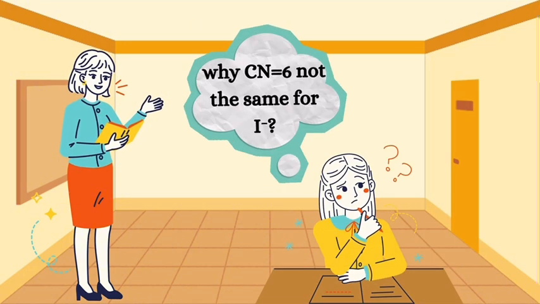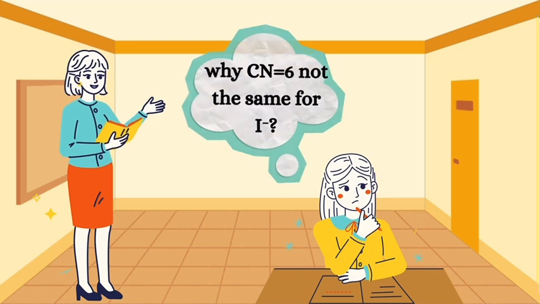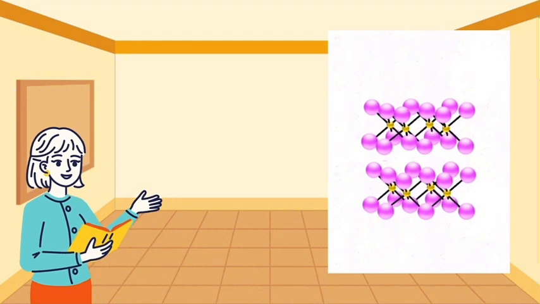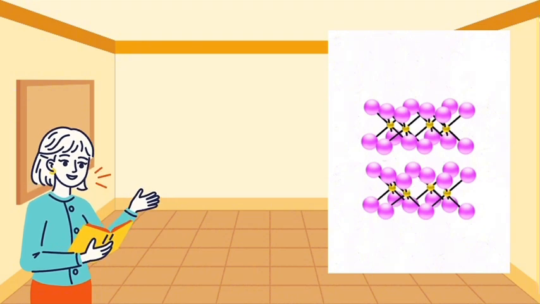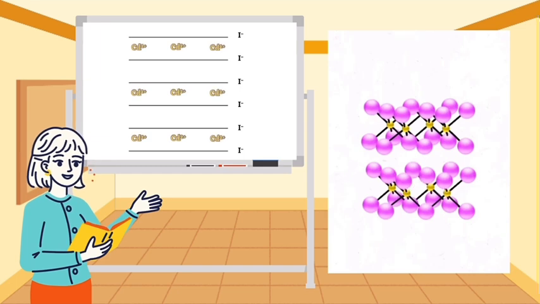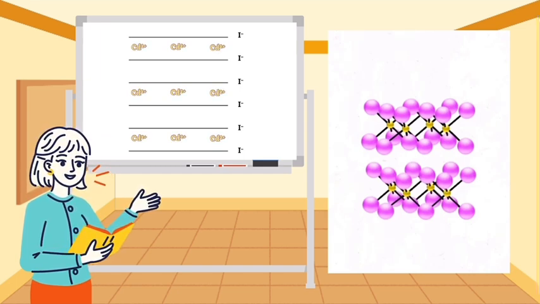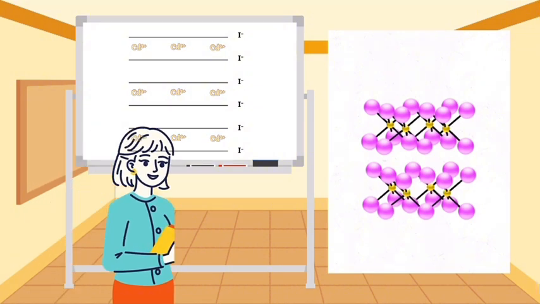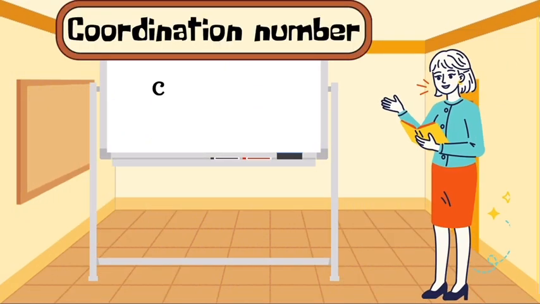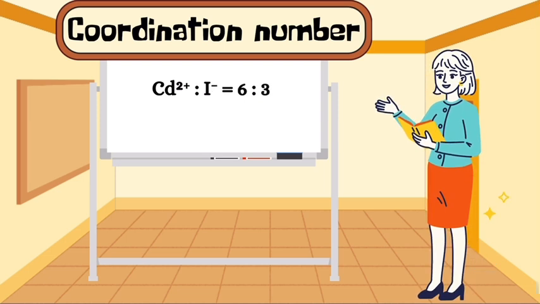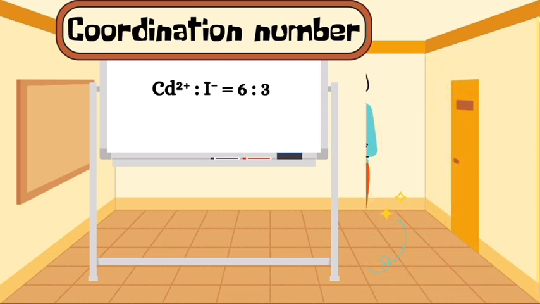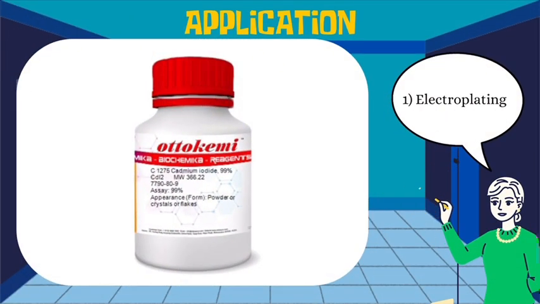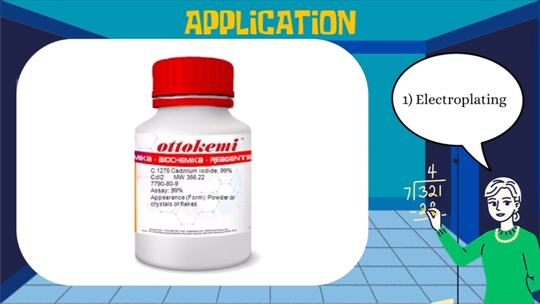However, for iodide ions, the coordination number is not the same. When we closely examine the crystal structure of this compound, we can observe that one iodide ion is only surrounded by 3 cadmium ions due to the alternating layers of octahedral holes filled by cadmium ions in the hexagonal closely packed array of iodide. As a result, the ratio of the coordination number of cadmium ions to iodide ions will be 6:3.